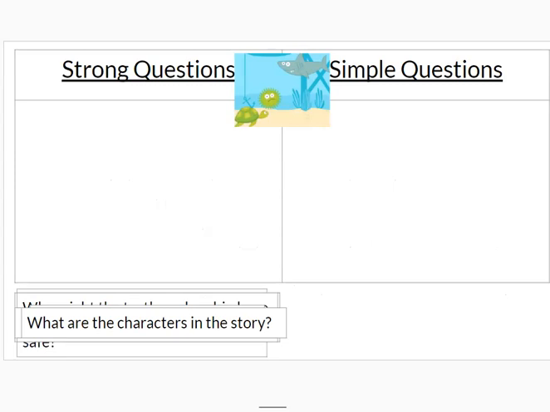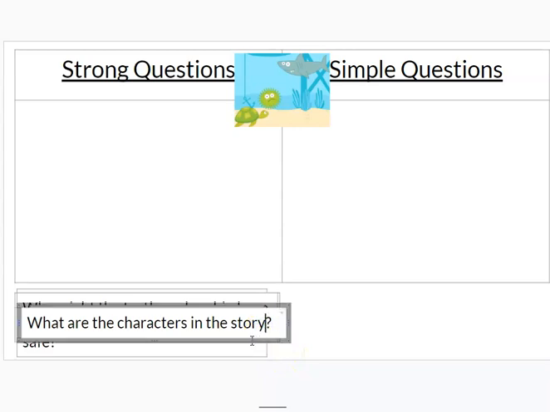Let's practice sorting and identifying strong questions and simple questions. I've got some questions here. The picture might be helpful for us. What we're going to do is go through the questions one at a time and decide, is this a strong question or a simple question? Feel free to pause the video after each question.